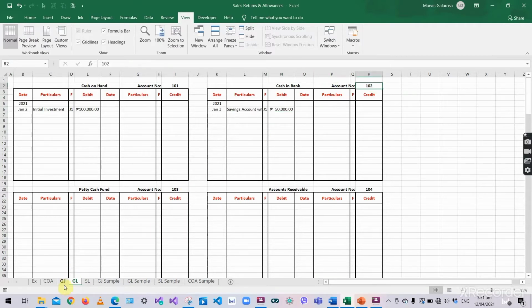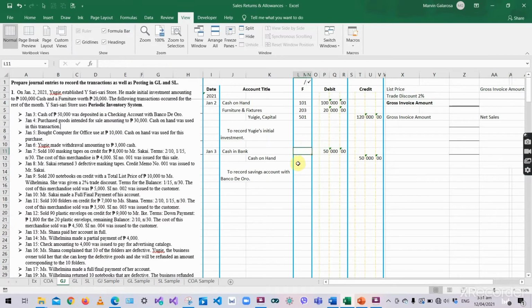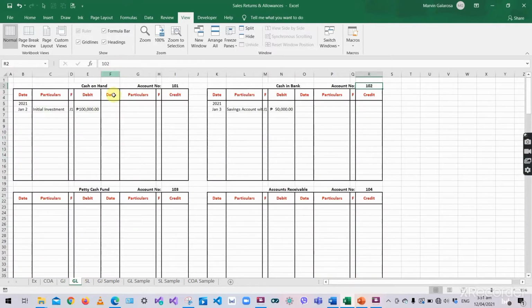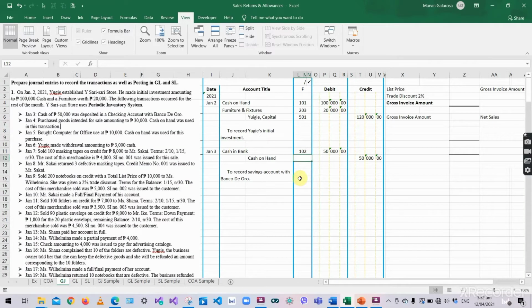Account number niya 102. Once you're done with the posting, lagay mo sa reference yung account number. Cash on hand. Credit na 50,000. So, dito naman tayo sa credit side. 2021, January 3. Particulars, savings account with Banco de Oro, Journal 1, and then ang credit is 50,000. Then, after that, lagay mo yung account number as reference.